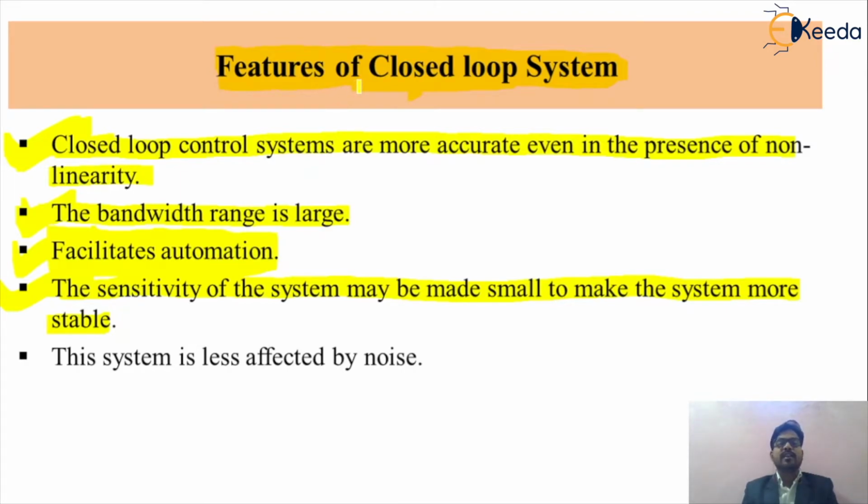After that, we are taking another feature of your closed loop control system, and that feature is that this system is basically less affected by noise. So that will be another advantage, or feature, of your closed loop control system.